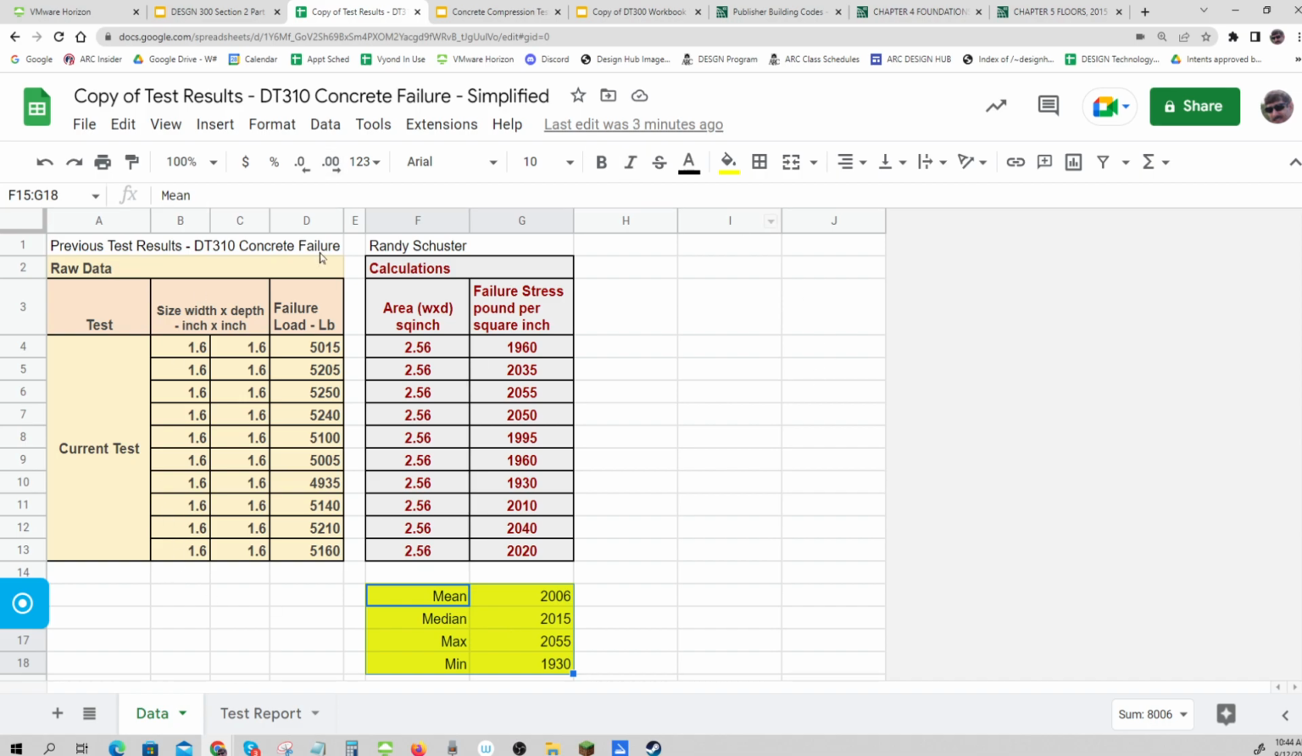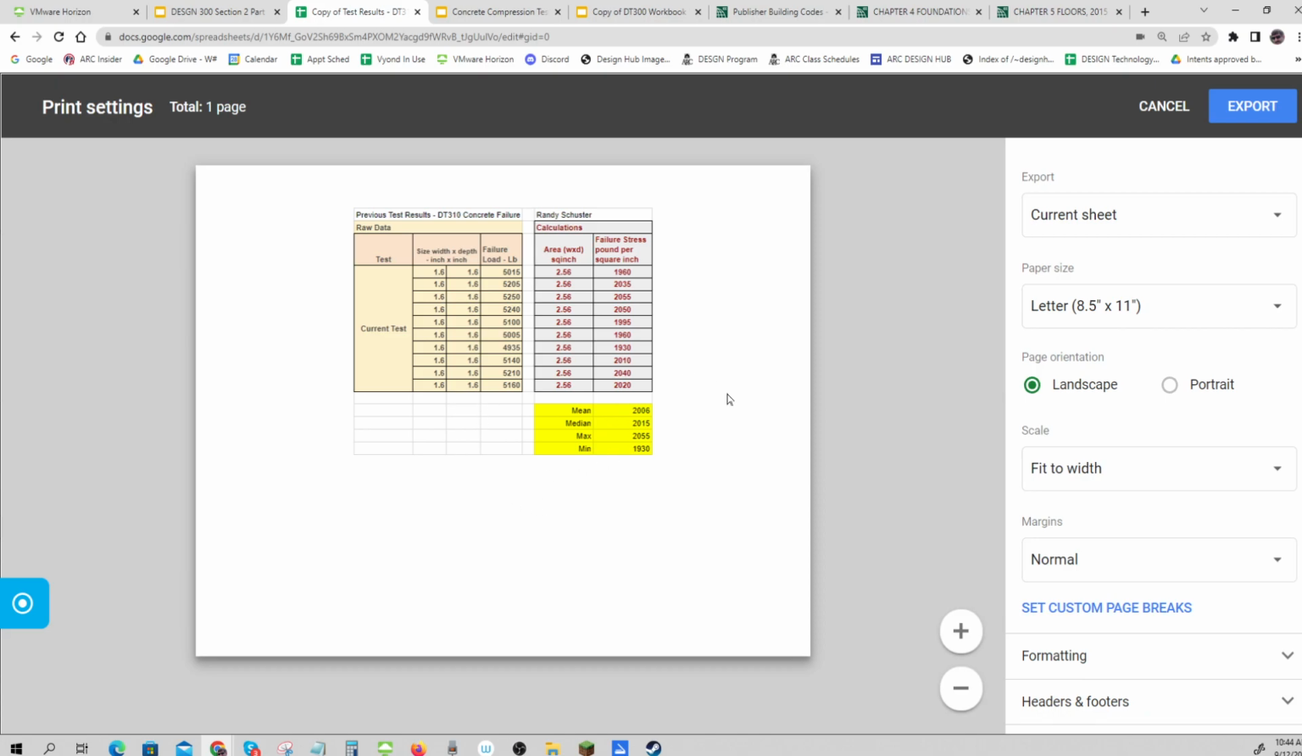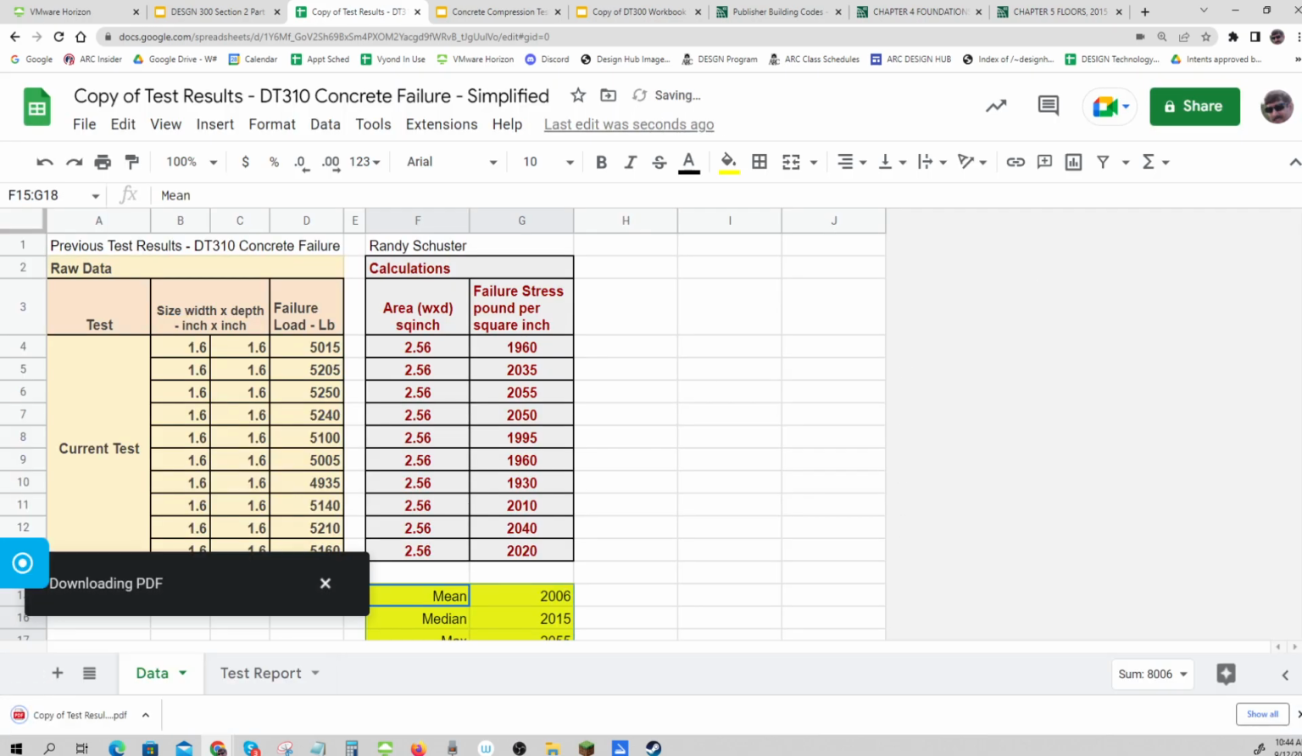So there we go. That's what you do with this. And then when you're done, I'll ask you to download as a PDF and put that onto Canvas.